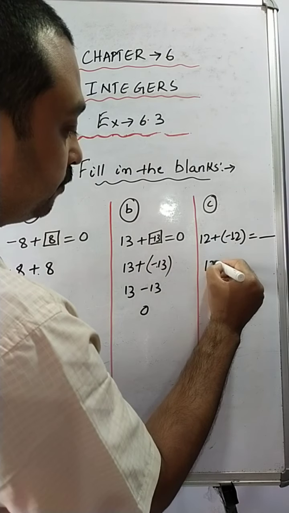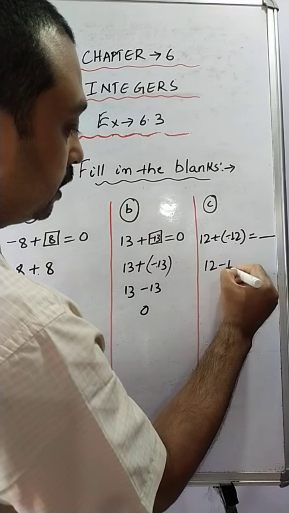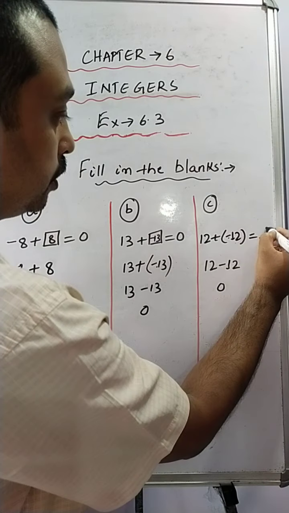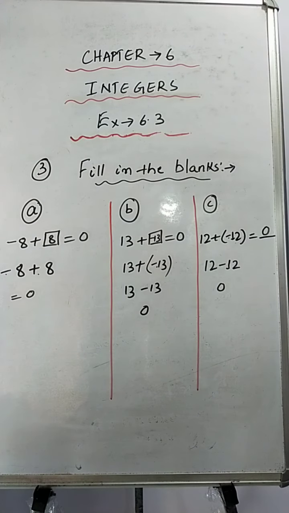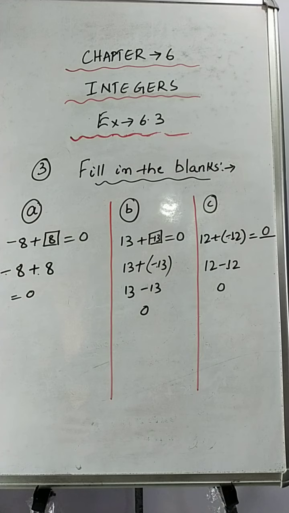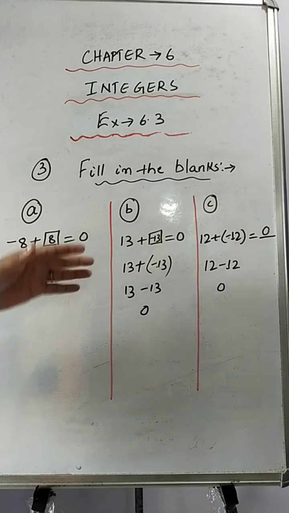Now we have to give the solution for this. That means open the bracket first. Plus minus is minus 12. So 12 minus 12 is what? 0. So your answer will come 0. So these are the first 3 sums, A, B, C solutions, boys.